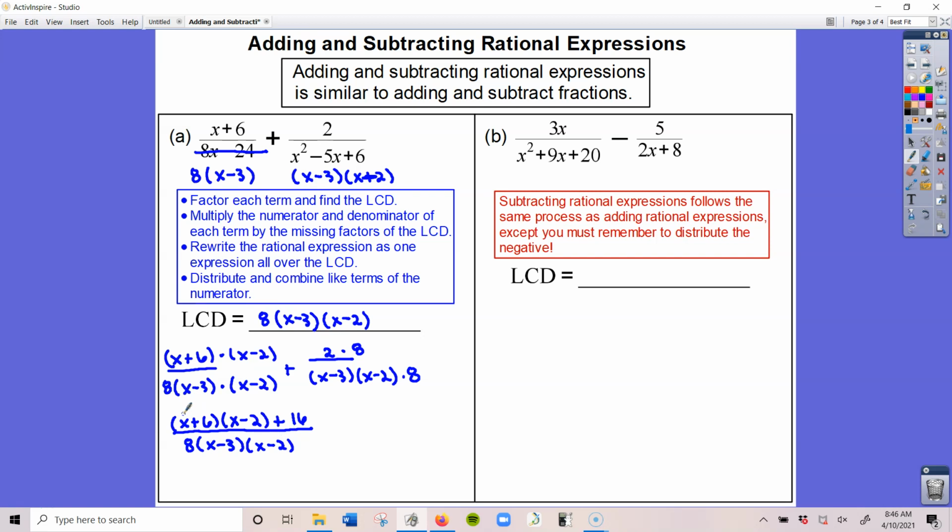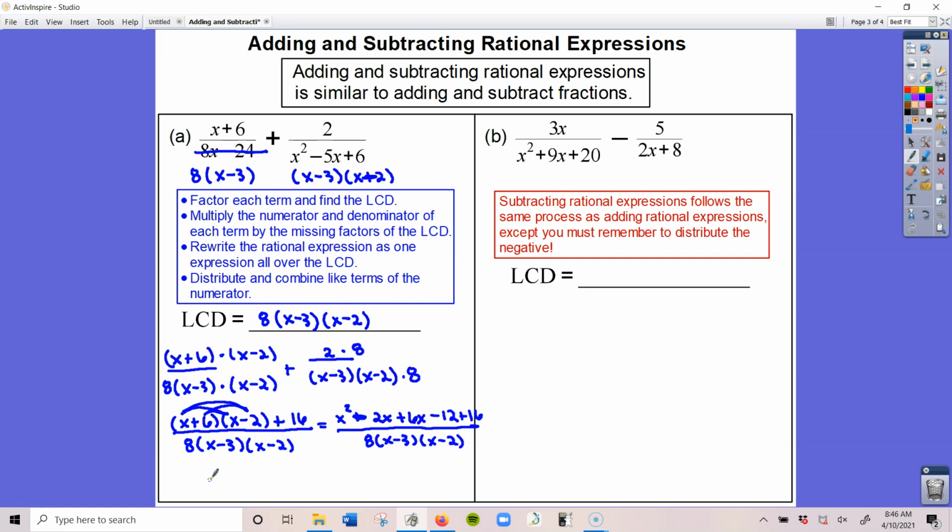So here we're going to distribute this x plus 6 to the x minus 2, which would give me x squared minus 2x plus 6x minus 12. And then we can't forget about the plus 16. And again, everything is over 8, x minus 3, x minus 2.